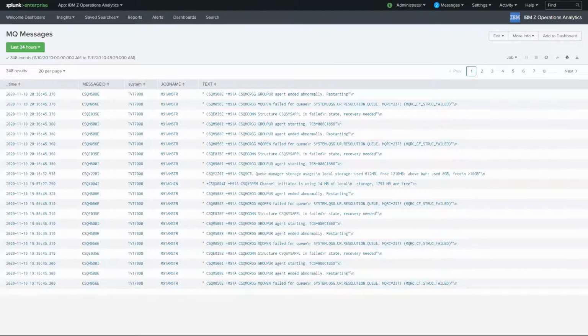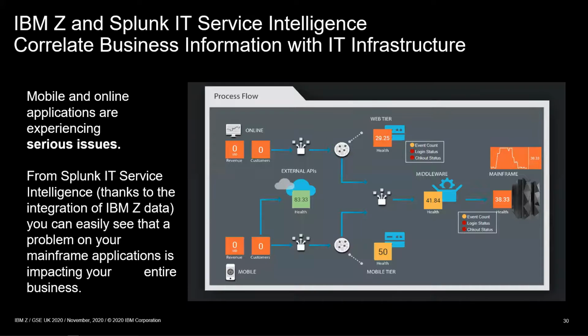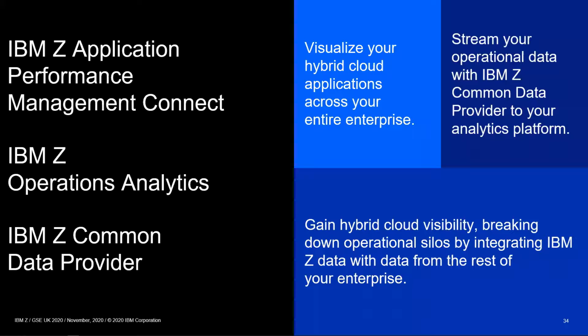So I'm going to jump back over quickly to my slides and really just summarize what I've talked about today. I've tried to leave about 10 minutes or so if we have any questions. I haven't seen any in the chat just yet, but we really talked about 3 key pieces of the infrastructure that are built around completing this hybrid cloud story. First, our IBM Z Application Performance Management Connect, which lets our customers visualize their hybrid cloud applications and transactions across the entire enterprise. So we have a good way to complete that picture by looking at IBM Z.